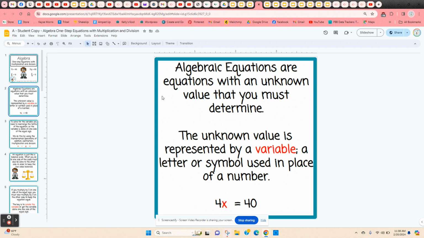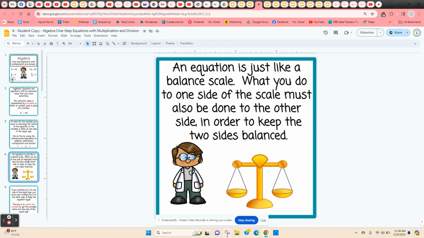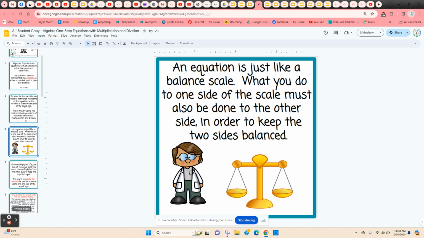So it starts with explaining to the students what an algebraic equation is, includes a variable, and that we need to isolate the variable in order to solve the equation. And then it explains how we keep the two sides of the equation balanced.